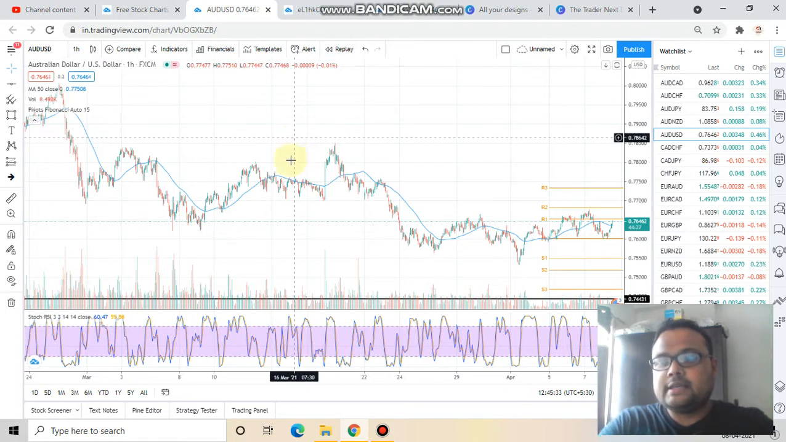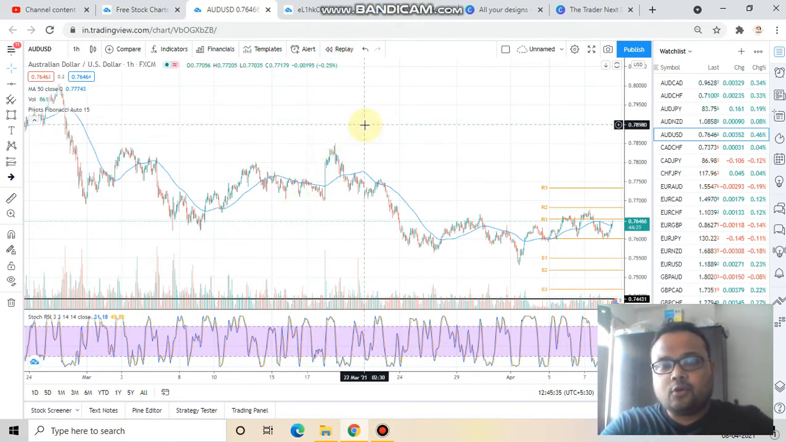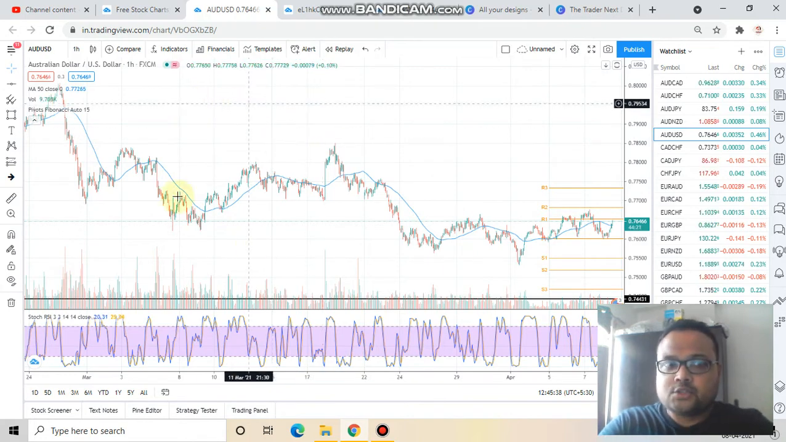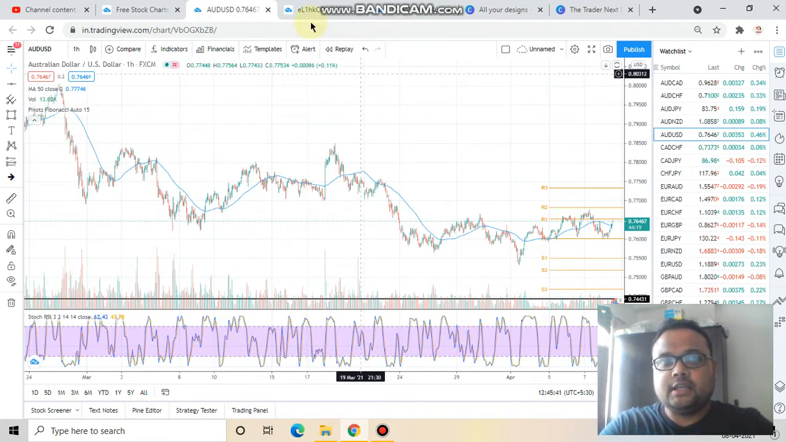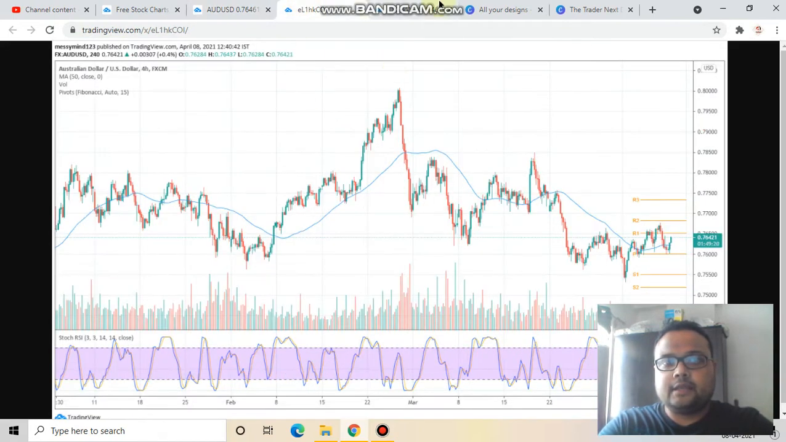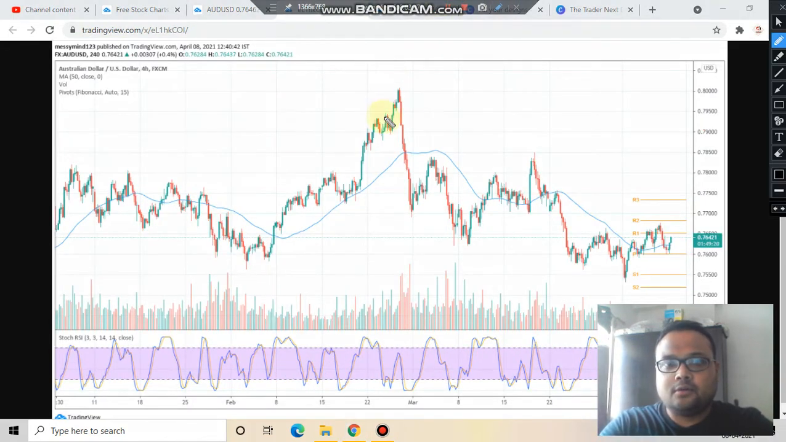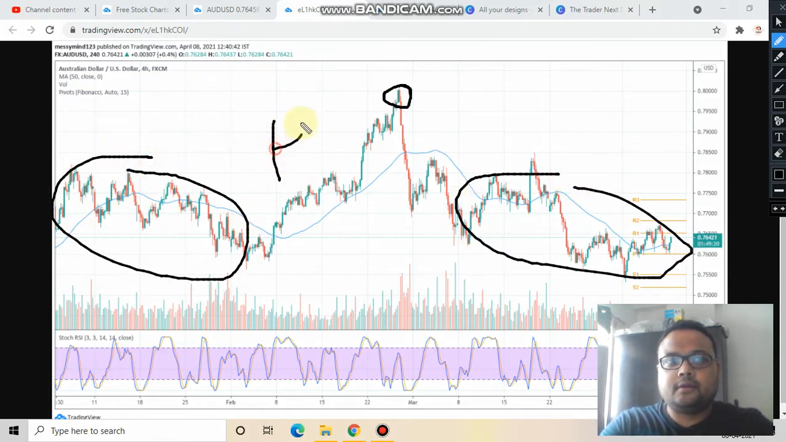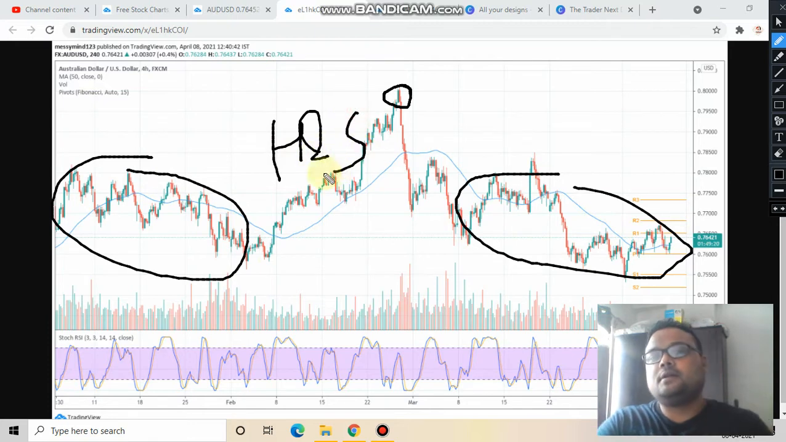So this is the example you can take. In the 4 hours time frame, there was the head and shoulder pattern, but in this 1 hour time frame, we are not seeing the head and shoulder pattern. As a result, we are confused right now. Yes, he's true, this is the head and shoulder pattern, but what do we need to do?